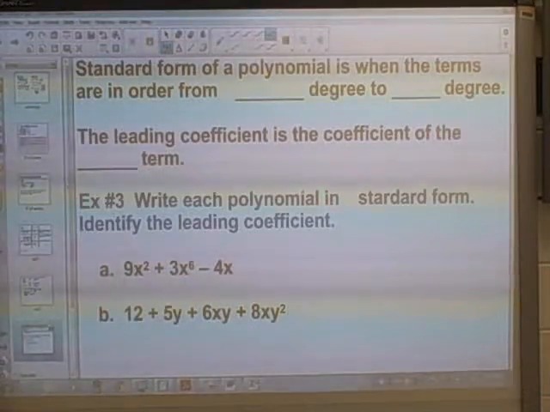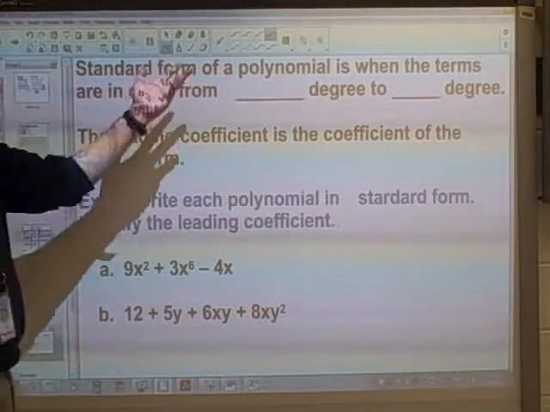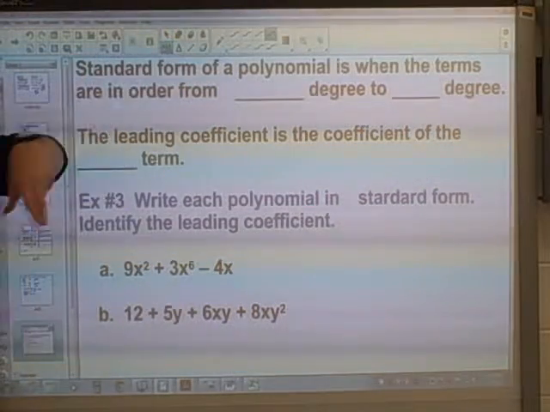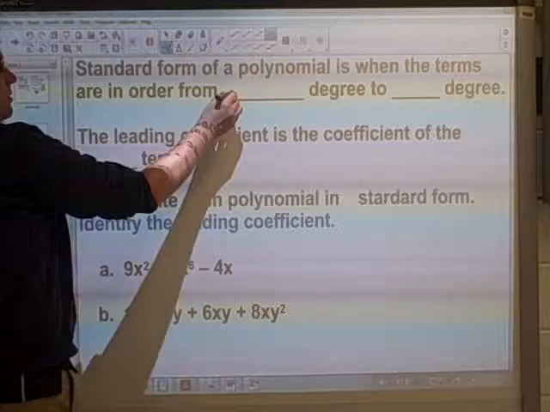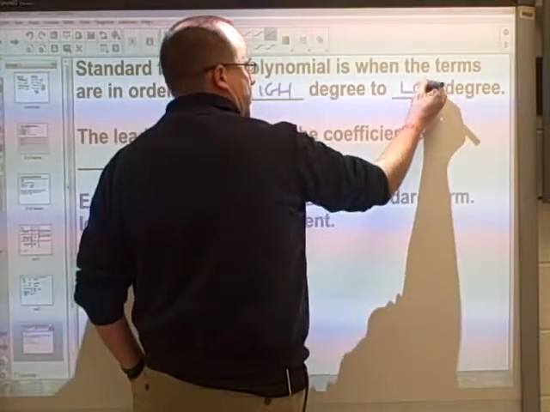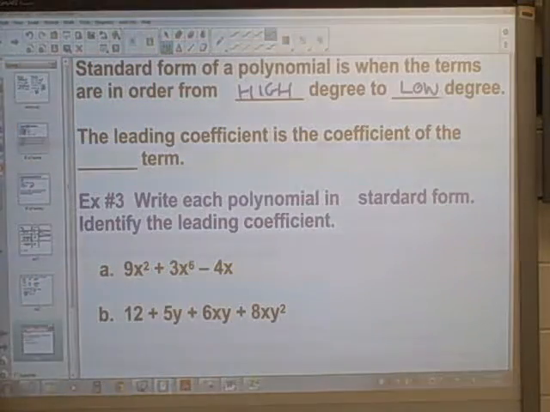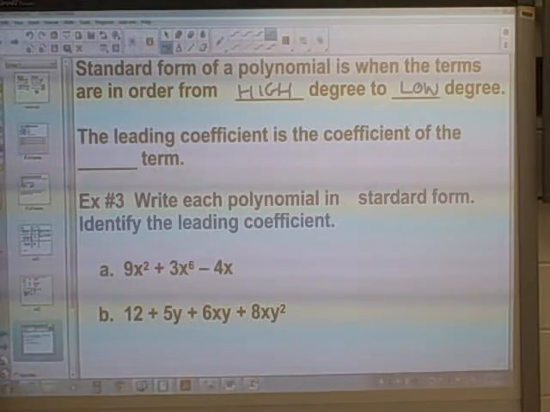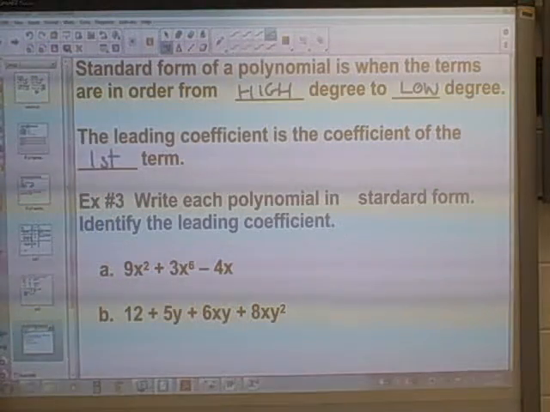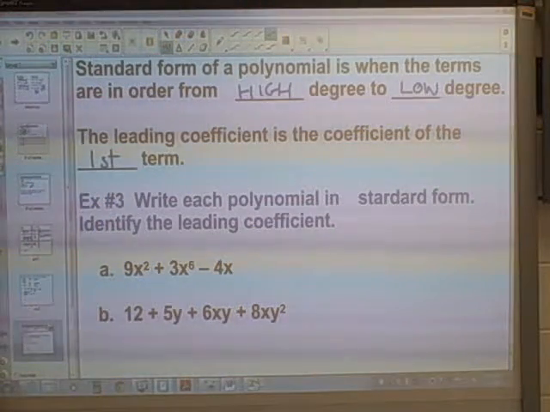And some additional vocabulary. We talked about standard form of a line, which is something x plus something y equals a number. We can also have a standard form of a polynomial, and that's where the terms are in order from highest to lowest. And I'm just going to abbreviate those a little bit. And the leading coefficient is the coefficient of the first term. And coefficient refers to the number or the constant that's in front of a term.